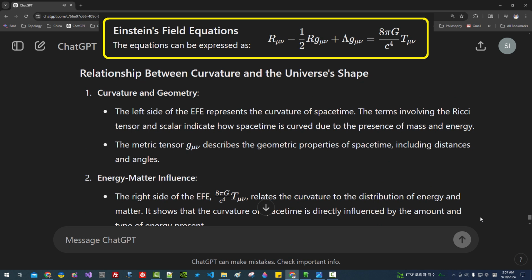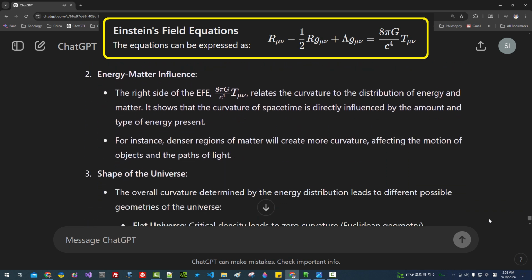1. Curvature and geometry. The left side of the EFE represents the curvature of spacetime. The terms involving the Ricci tensor and scalar indicate how spacetime is curved due to the presence of mass and energy. The metric tensor, g mu nu, describes the geometric properties of spacetime, including distances and angles.